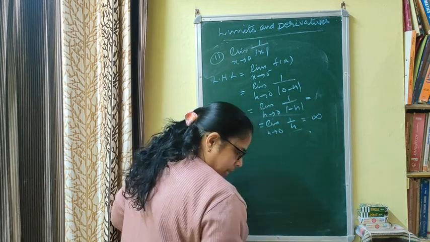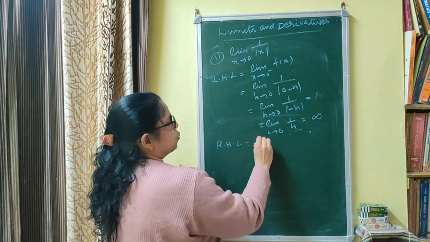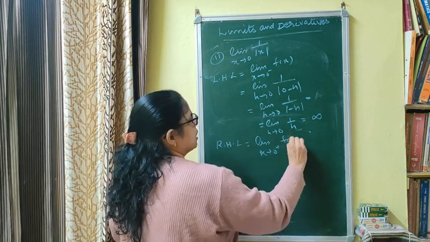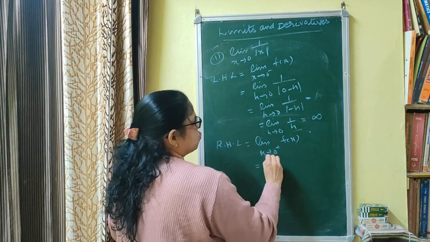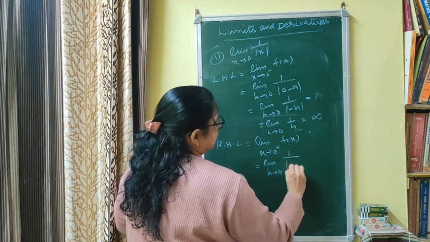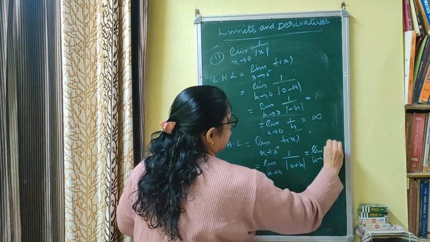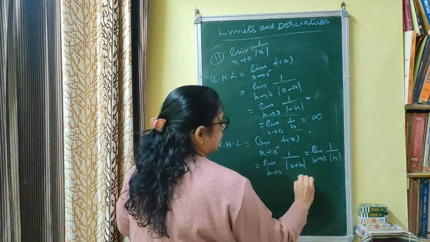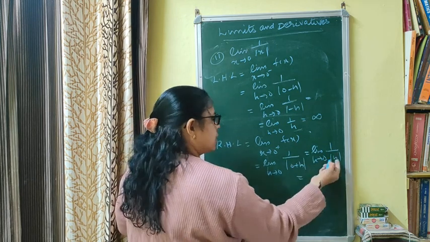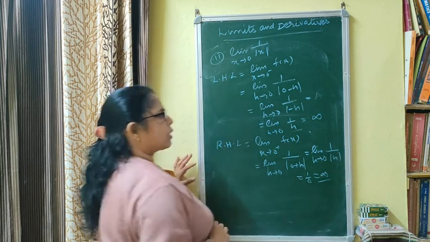Now what is the right hand limit? Right hand limit we have to see. Again RHL is equal to limit x tends to 0 plus f(x), that is limit h tends to 0 of 1 by mod(0 plus h), that is limit h tends to 0 of 1 by mod h. Mod h here has a positive sign, that is h itself, again 1 by 0, that is infinity. That is, both the limits are coming the same.